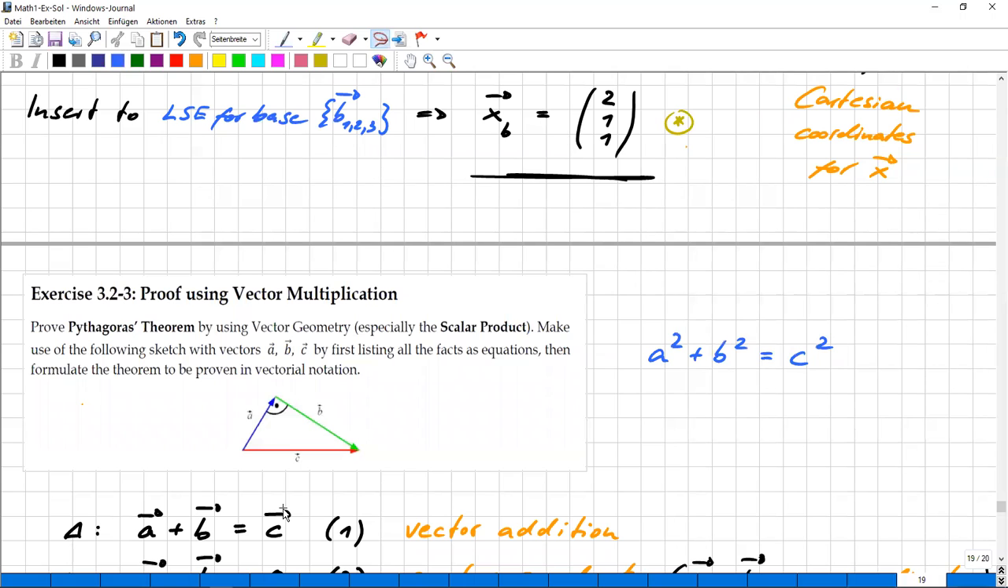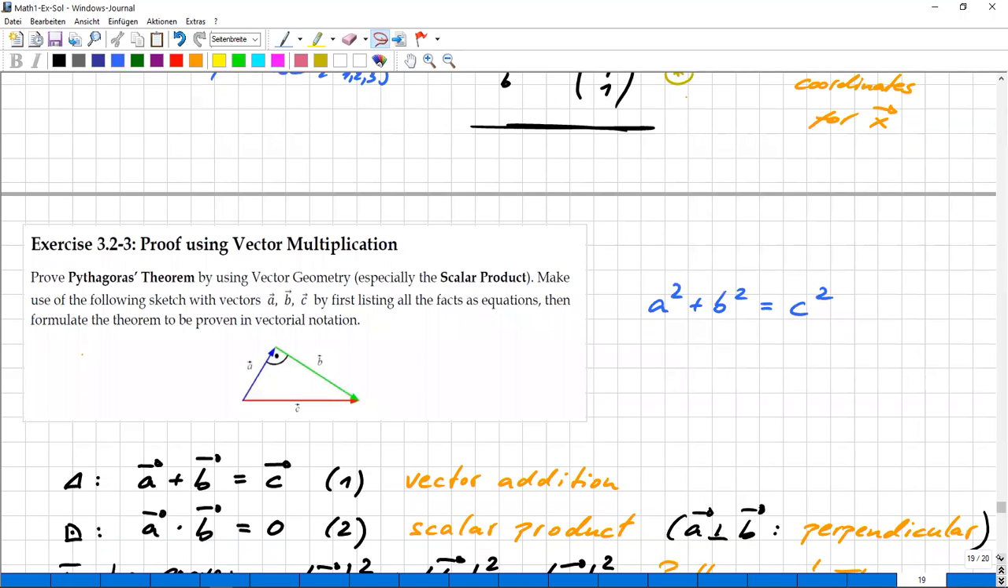The second one is more important even, or a little more special, and it's obvious that due to this right angle, which is a very important feature of this triangle, you remember that two vectors which are perpendicular to each other always have a scalar product of 0. Okay, this is the symbolism for A perpendicular to B.